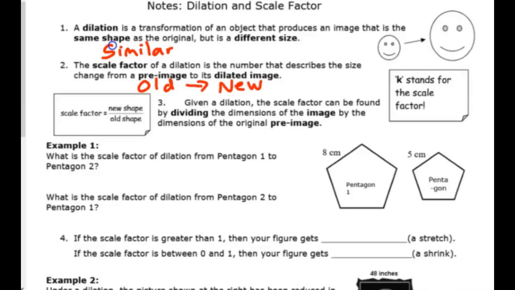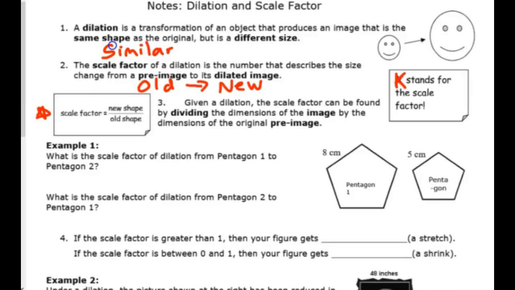So, off to the right here, K is going to be our variable. Instead of using X or any other letter, we're using K. K stands for the scale factor. So again, K means scale factor. Over off to the left here, scale factor equals new shape over old shape.